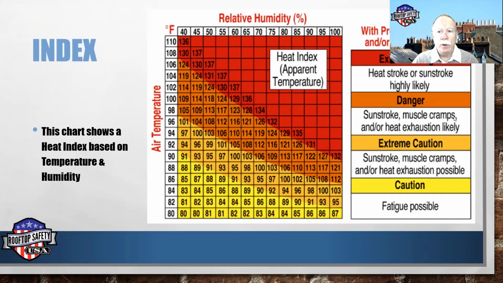And this shows the heat index, and you can see it uses the ambient air temperature and the relative humidity to combine to produce the apparent heat index. And it's color coded. The red is the extreme danger, the orange is danger, and then the yellow and darker yellow are caution and extreme caution.